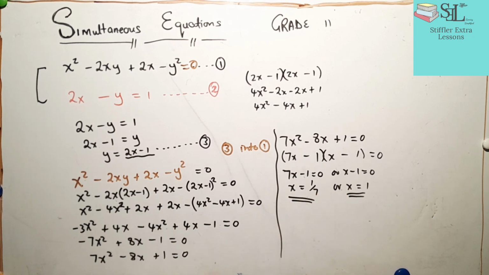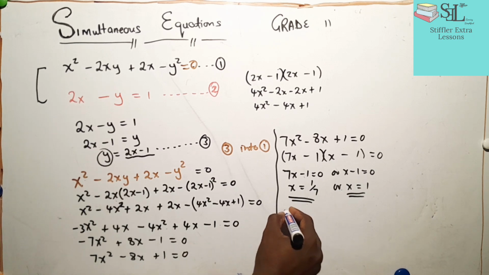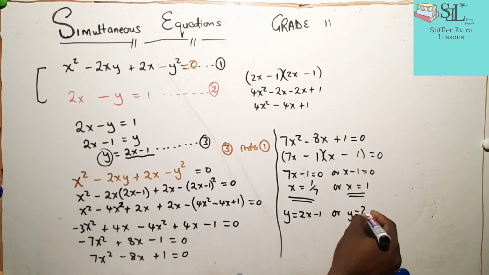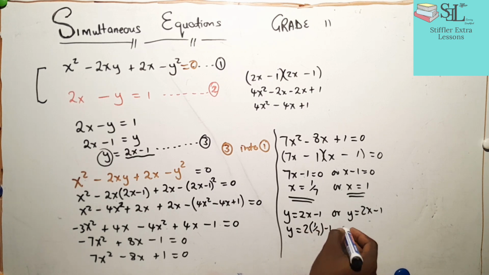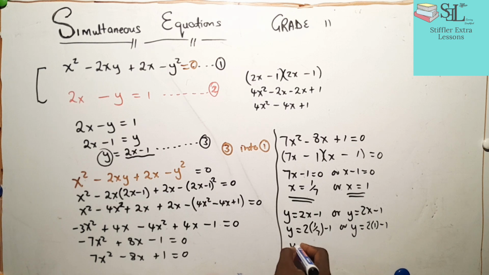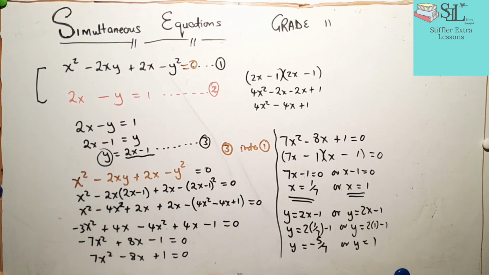And now to solve the value of y, we can use our equation 3, which we just made there. So we know that our y is 2x minus 1, or y is equals to 2x minus 1. So where there's x now, we're substituting these values. So this becomes 2 times 1 over 7 minus 1, or y becomes 2 times 1 minus 1. So y can become negative 5 over 7, or y can become 1, like that. As simple as that. That's how you solve simultaneous equations.